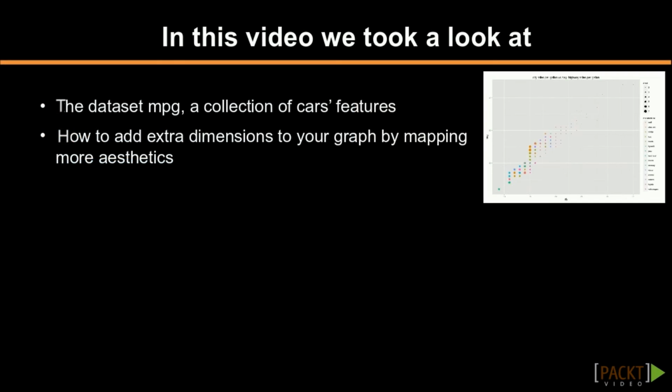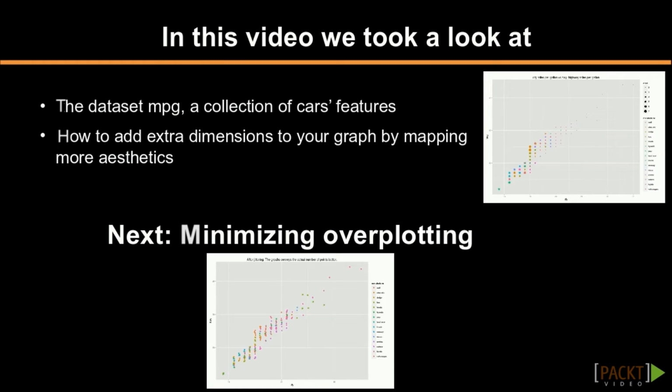We have covered how easy it is to add extra dimensions to our graph by mapping multiple aesthetics at once. In the next video, we look at how to minimize overplotting, which happens when multiple data points fall in the same location on the graph.